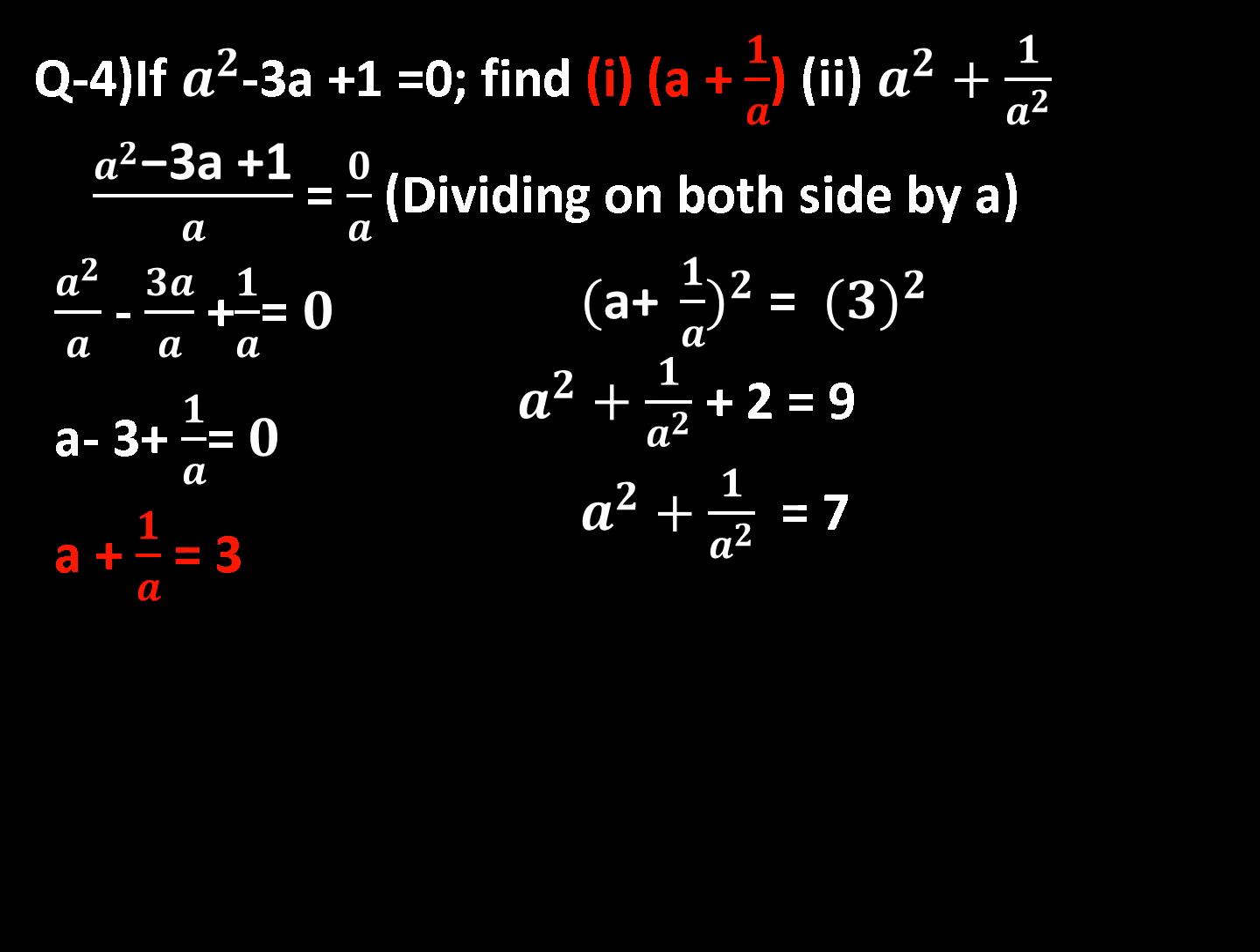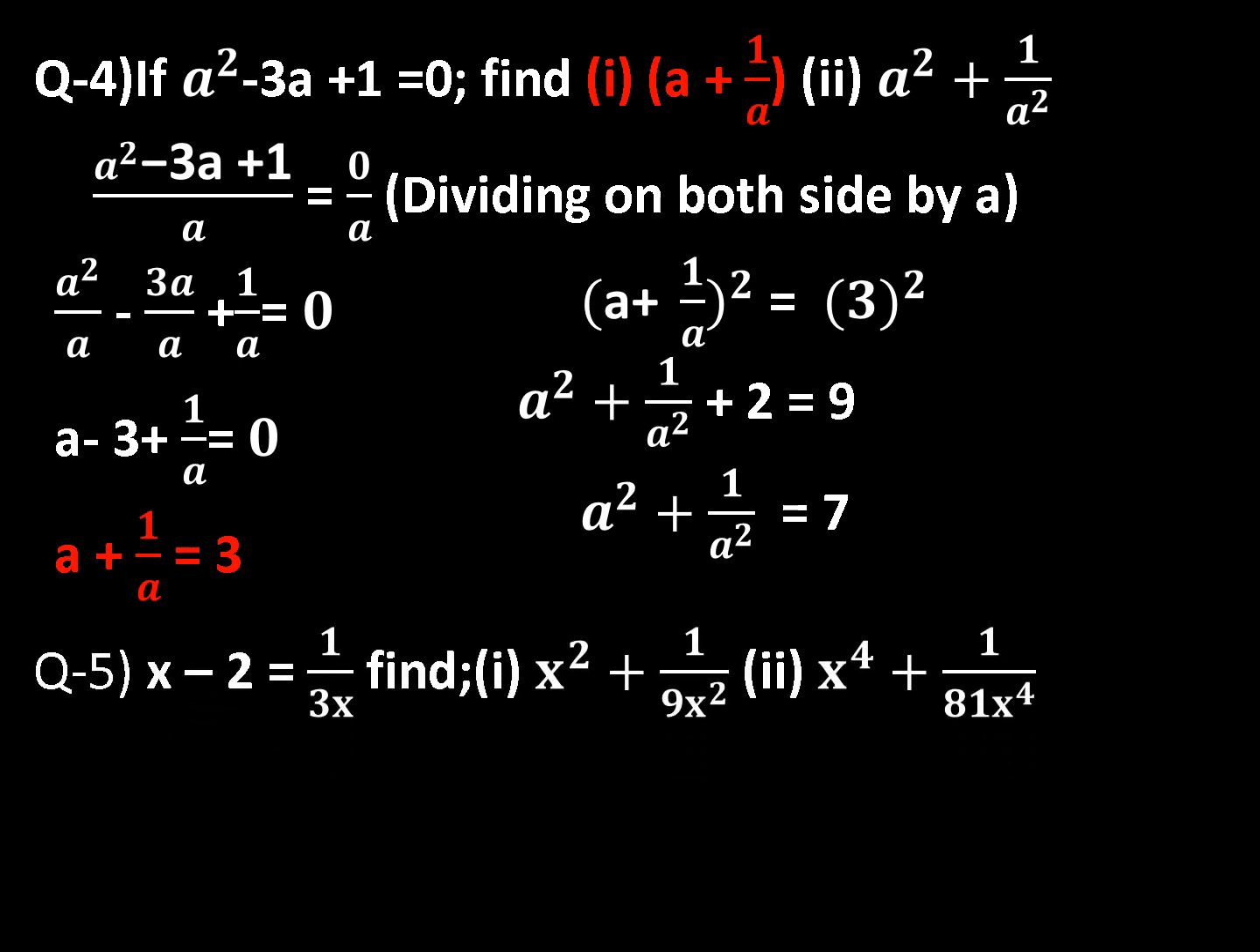Let us see one more special sum. See here, x minus 2 is 1 upon 3x, and you have to find x square plus 1 upon 9x square and x raised to 4 plus 1 upon 81 x raised to 4. Now just observe what is given and what you have to find. Let us start from what is given. If I shift minus 2 on the other side, I will get x minus 1 upon 3x is equal to 2.